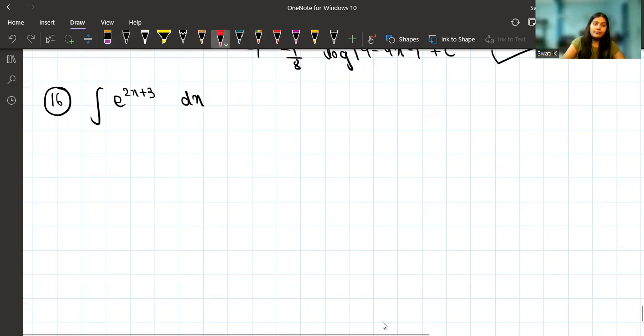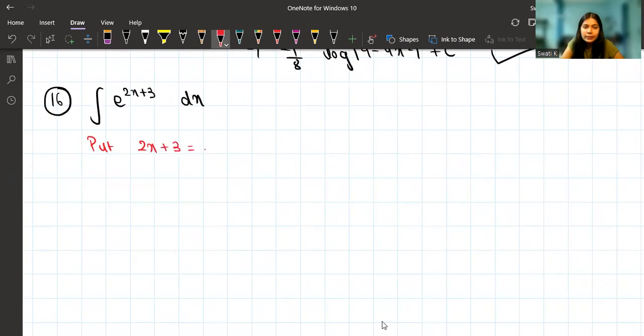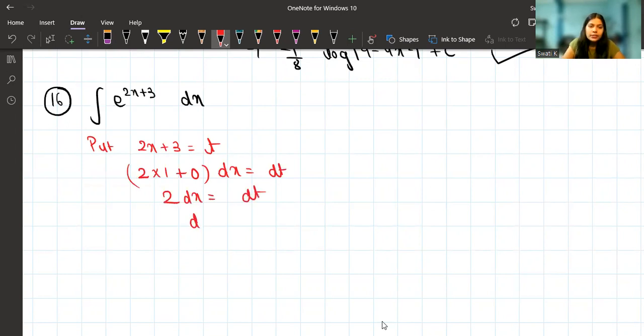So here again, the smart move will be to put 2x plus 3 equals t. If you take the derivative, 2 times the derivative of x with respect to x, which is 1, plus the derivative of 3, which is 0. And then, of course, dx equals dt. Now, 2 times 1 is 2, so 2 dx equals dt. I'm going to write this as dx equals dt upon 2.